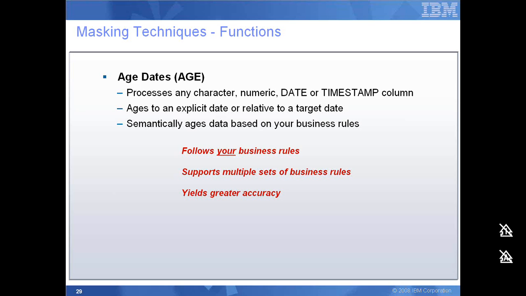When I'm enforcing an aging function, I have to understand the business requirement and ensure that this is as per the business requirement and it supports multiple sets of business rules and hence yields greater accuracy. I can convert currency from one format to another format.